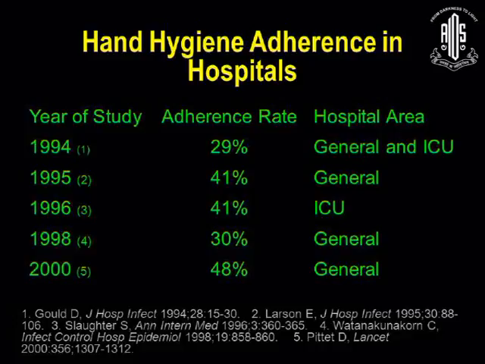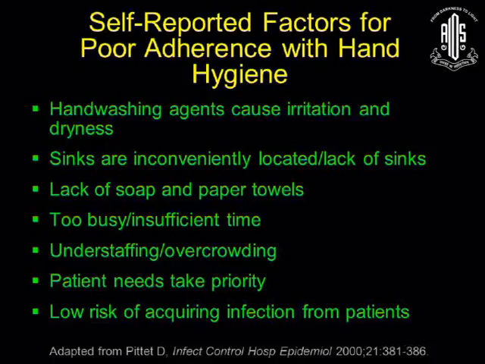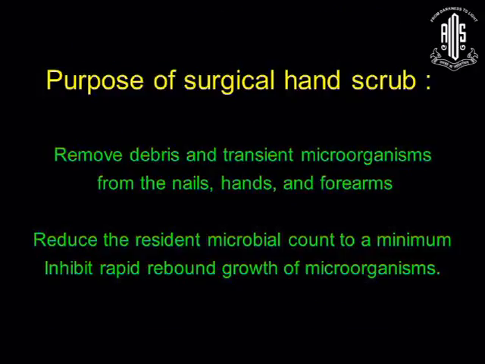And this is the adherence ratio. We all say that we require this, but what is adherence in hospitals? Very pathetic. 20%, 40%, 30%, 48%. So there are a lot of reasons. One guy, the cardiac surgeon, would say, no, I am big, I don't need to wash my hands. If that is the problem, then a lot of people can get infection. Too busy, understaffing, overcrowding, patient needs take priority. All these are important things.